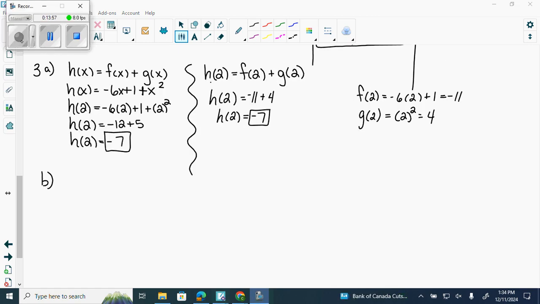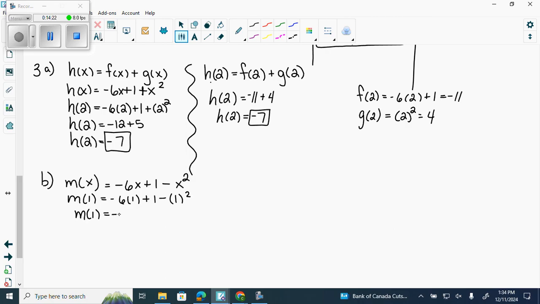B has m of x. Come on, write the letters, board. M of x equals negative 6x plus 1 minus x squared. M of 1 equals negative 6 times 1 plus 1 minus 1 squared. What'd you guys get? Negative 6. You are right.